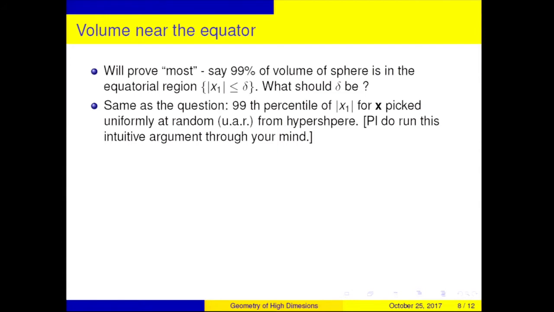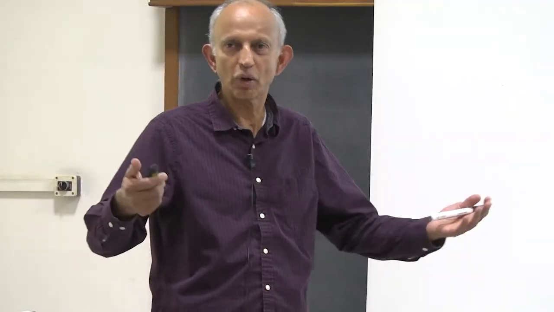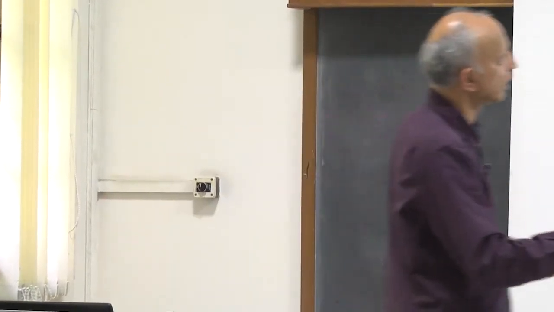Here's something that you all know, but this is very central to this course, so I want to remark on it. That first question is the same as a question that I can rephrase in terms of probabilities. I want to know the 99th percentile of the absolute value of x1 when x is picked uniformly at random. We'll use this phrase a lot, so I'm going to abbreviate it UAR, uniformly at random, from the hypersphere. This is extremely intuitively simple, but just think of that. Volumes and probabilities are related. After all, probability is just an integral of probability density, and volume is also an integral. So you expect the relation, but this is what we're asking.